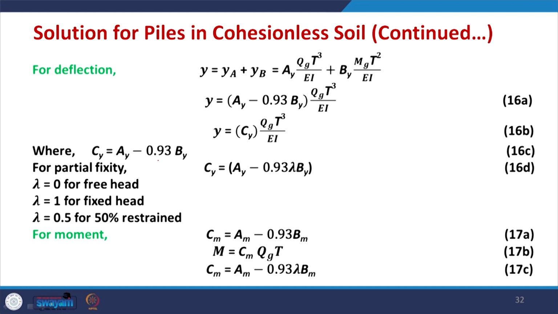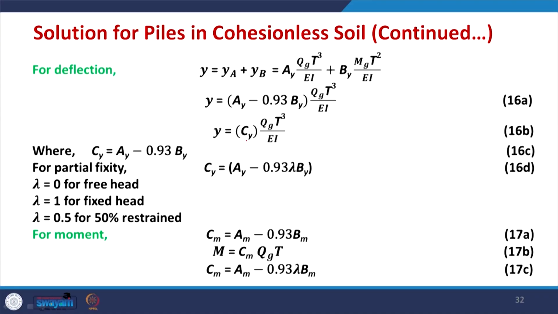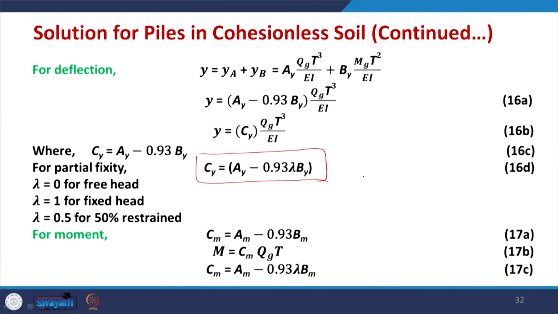So, this was the case when you are applying complete fixity for the pile head. But if your fixity is partial, then Cy can be represented as Ay minus lambda times 0.93 By, where lambda is 0 for free head, lambda is 1 for fixed head, and lambda is 0.5 for 50% restraint. So, equation 16d can be applied for all the cases, whether the pile head is free or fixed. If it is free, lambda is 0 and there will be no effect of moment, and when completely fixed, lambda is 1. The value of lambda will vary between 0 and 1, both values included.